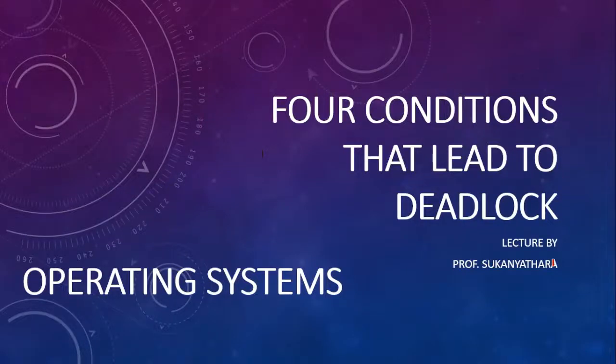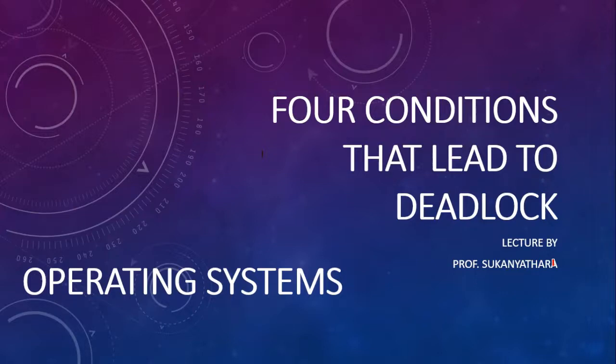Welcome to this lecture. Now we are going to discuss the four conditions that lead to a deadlock. In an operating system, a deadlock is a situation where processes are not able to complete their execution because of the scarcity of resources. Resources will be there in the computer, but they will not be allocated to that particular process. So processes will be starving forever. The system will not move further. This situation is known as a deadlock, where your system hangs.